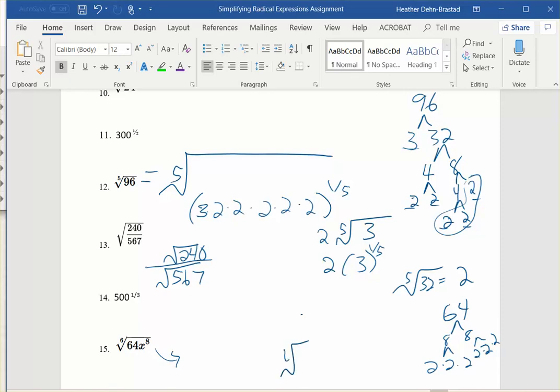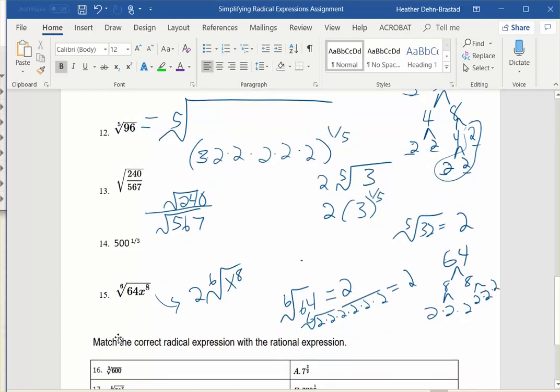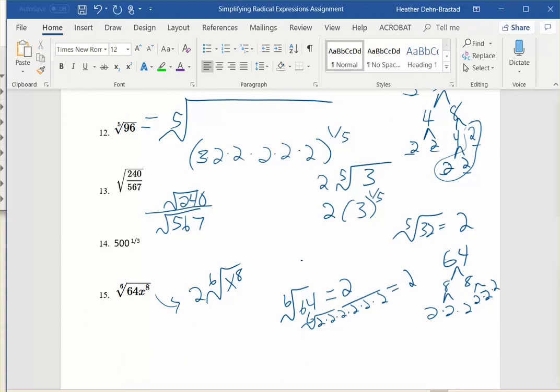The 6th root of just the 64 part is equal to 2, because it's the 6th root of 6 2's. 3, 4, 5, 6. And that you're undoing it. So you get just 2 for that part. And now you have to take the 6th root of x to the 8th. A little more room here. So x to the 8th, 6th root of x to the 8th.